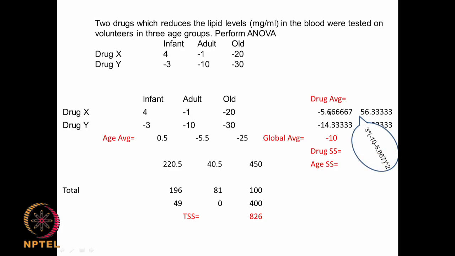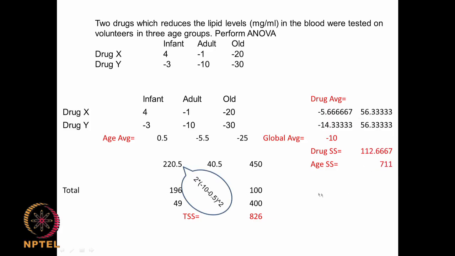Drug average, how do you get it? We have this plus this plus this divided by 3. How do you get the drug sum of squares? We have 5.66 here, global is minus 10, so minus 10 minus 5 squared. We are multiplying by 3 because there are 3 terms here. Like that you get it. Then for this, minus 10 minus 14 squared multiplied by 3, you get this term. So that is how you get it.